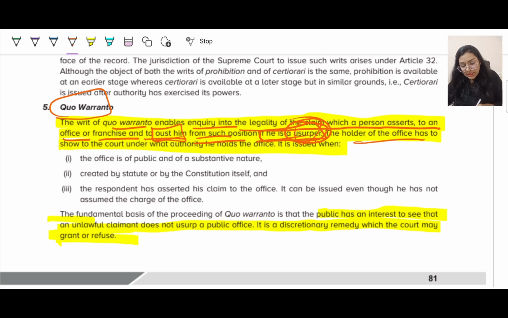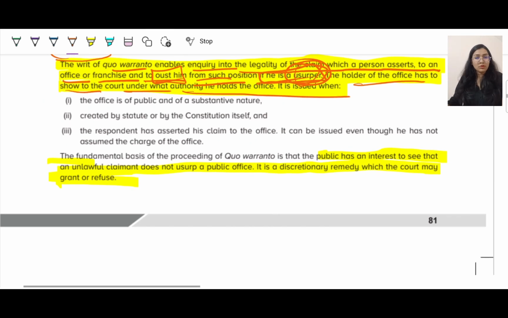The holder of the office has to show to the court under what authority he holds the office. Why are you in this position? Because now I am having a doubt that you are not even qualified to be in this position. So now you show me why you should be continuing in this particular position. So if you're not a usurper, you will have to show all the basic documents, your qualification, when you were appointed, all the legal ways you were being appointed. That is how it works, okay?